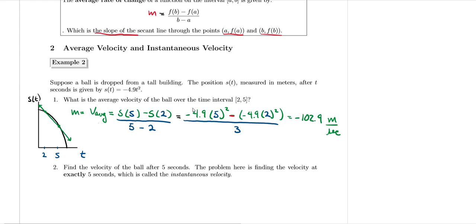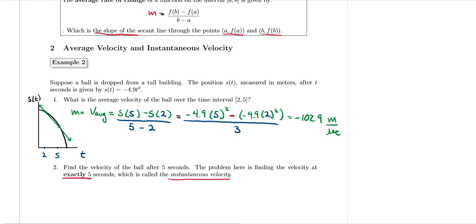But now let's see if we can find the velocity after 5 seconds. In other words, what is the velocity at 5 seconds? We want to find out exactly what's going on at 5 seconds. This is known as the instantaneous velocity, the velocity at an instant. So how can we do it? Because remember, to find the average velocity we needed two times. If we only have one time, precisely at 5 seconds, what can we do?